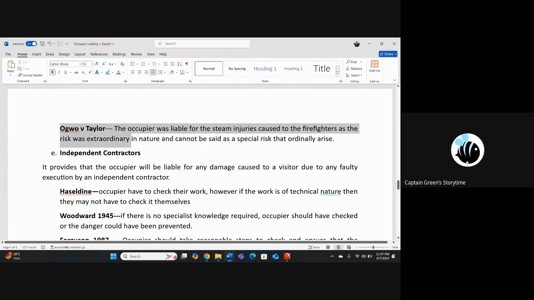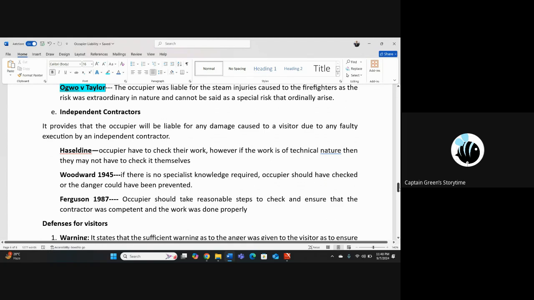Another case we have is Ogwo versus Taylor. Here, the second case tells us the place where the occupier will be liable. The occupier was liable for the steam injuries caused to the firefighters as the risk was extraordinary in nature and cannot be said to be a special risk that ordinarily arises. For example, if the risk of the job is not the simple risk which occurs in that job, and it is extraordinary in nature, more than a special risk, then the occupier will be liable for the injuries caused to the lawful visitor. Okay, so two types of situations: if the risk is special, no liability; if the risk is extraordinary in nature, there will be liability.